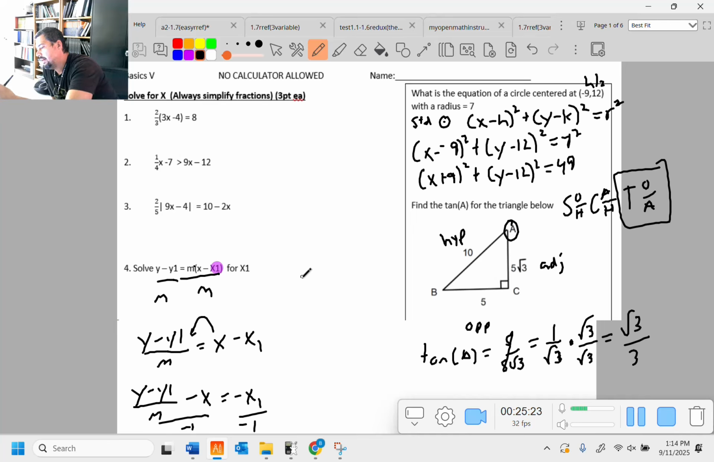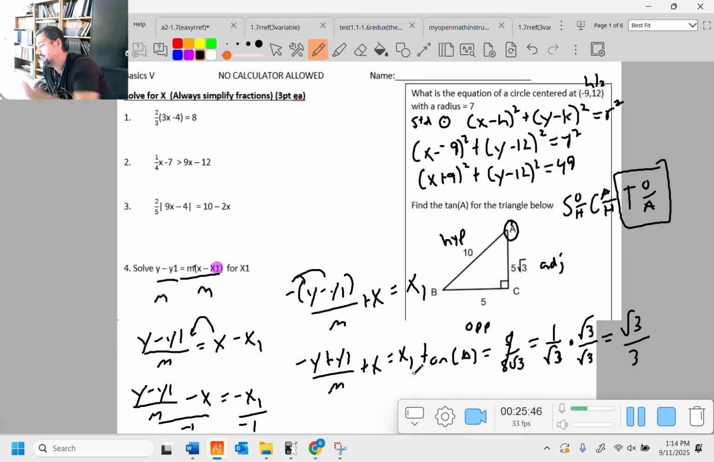And when you divide, negativity is supposed to be held in the numerator. So we're going to put a negative in front of the numerator. Negative over negative is positive. And that is x1, boys and girls. Now, you should distribute this. You should get negative y plus y1 over m plus x equals x1.